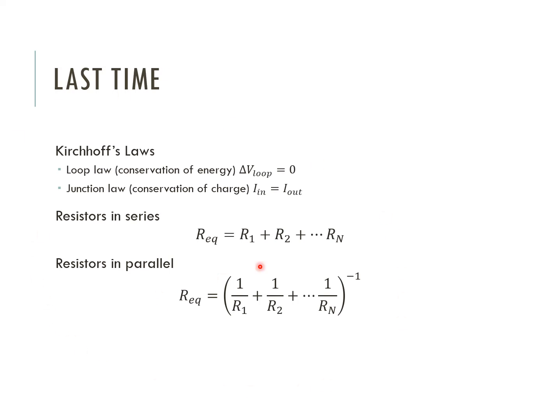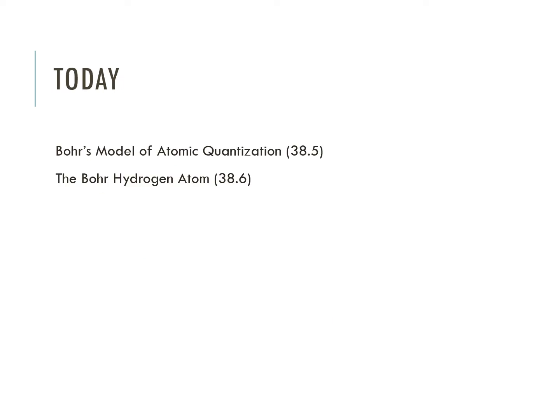We're not really going to be using this. The only thing we're going to be using from the past couple of weeks and today is the fact that an atom exists. So in this first video, we're going to go over Bohr's model of atomic quantization. In the second video, we're going to look at the Bohr hydrogen atom, and in the third video, we are just going to be doing an example.